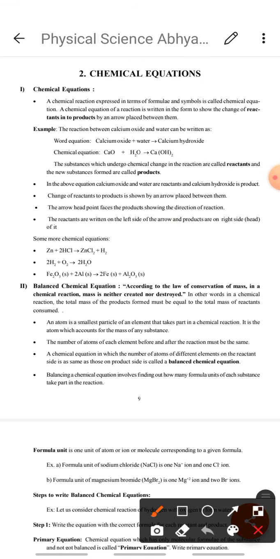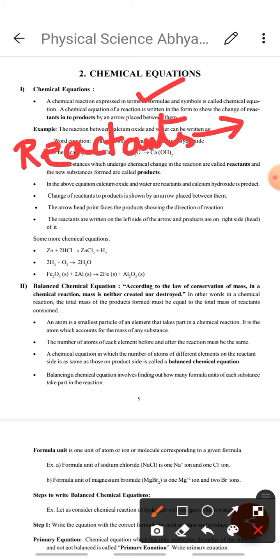Okay, children, in another way, the chemical reaction expressed in terms of formula and symbols is called chemical equations. In 9th class, we discussed about the chemical reactions. So, chemical reaction generally shown by reactants to give the products. So, if these reactants get converted into products expressed with the symbols or formulas, it is called a chemical equation.